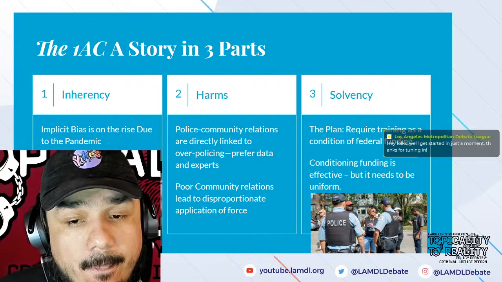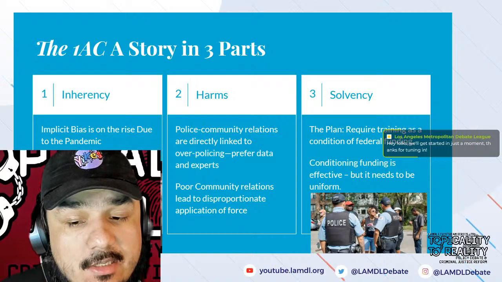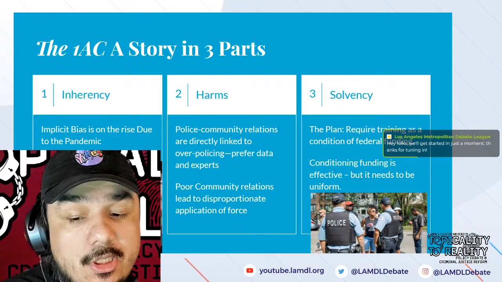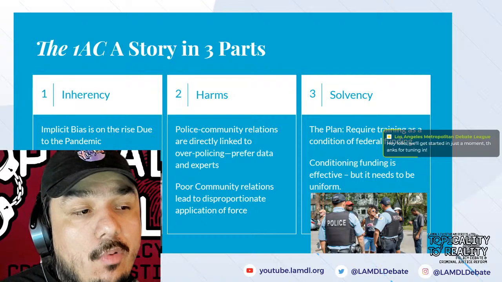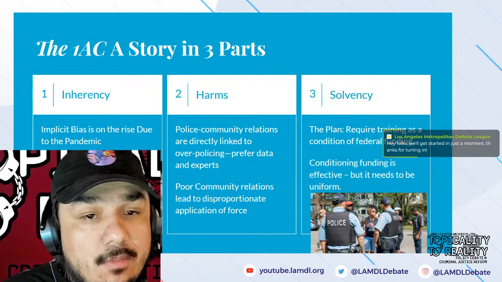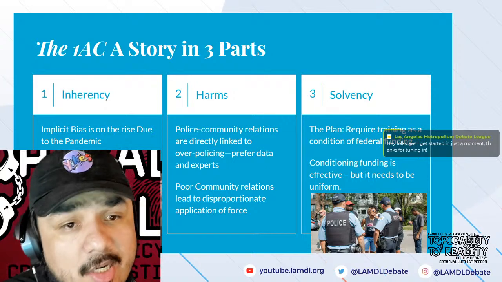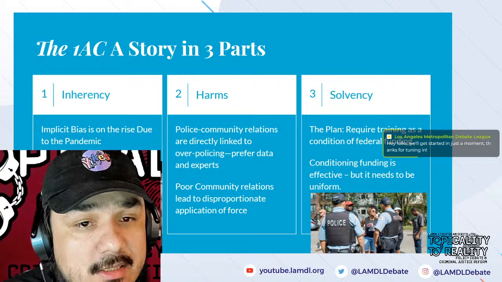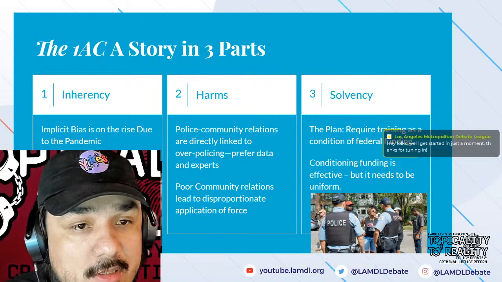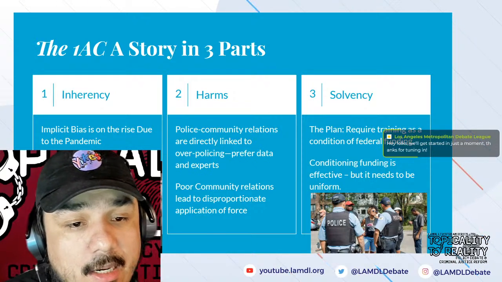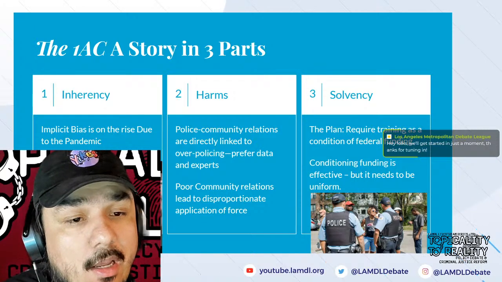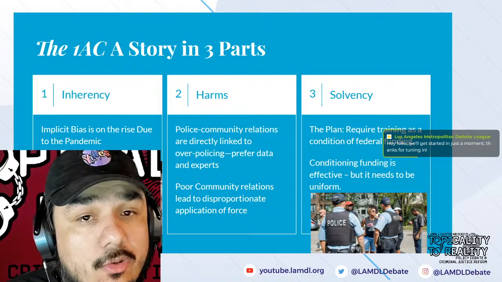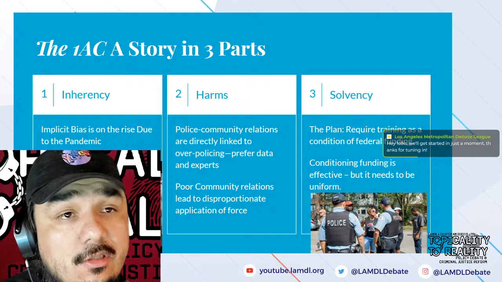Right? And the ultimate impact there in the 1AC is that these relations lead to a disproportionate application of force. Right? And that when we think about the relationship between police and people of color and our communities, in what ways do the policies that exist reinforce this divide? Right? And is there a way to address some of the symptoms of these deeper issues through policy? According to the affirmative, there is.